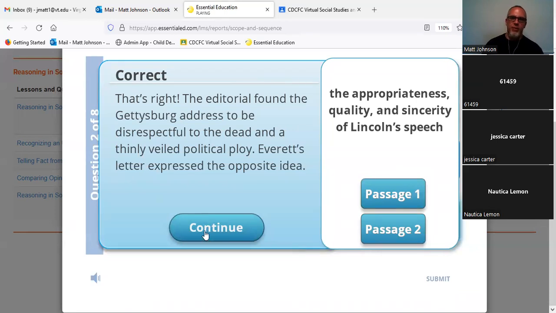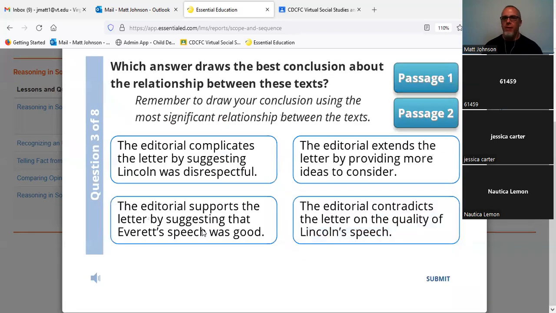So the editorial found the Gettysburg Address to be disrespectful to the dead and a thinly veiled political ploy. And a lot of that comes from the fact that it's a rather short speech.